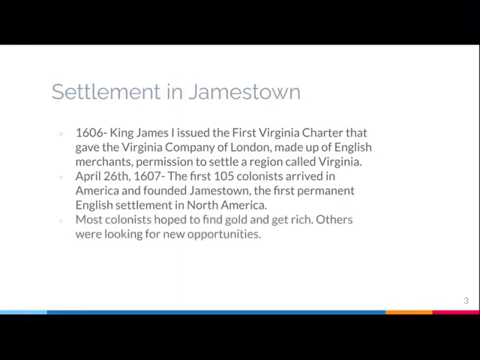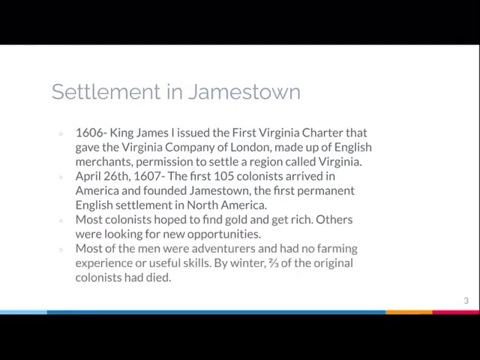So most colonists, when they came to Jamestown, were hoping to find gold and get rich, right? Think about the reasonings for the whole exploration. They were trying to get rich, trying to find gold. Others were looking for new opportunities, especially because in England there were a lot more people, and so sometimes jobs were harder to find, and so a lot of these colonists were hoping to get new jobs and just have a new opportunity in life. So most of these men were adventurers, and they had no farming experience or useful skills.